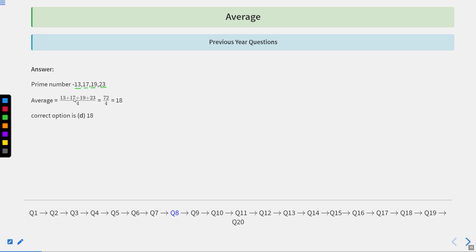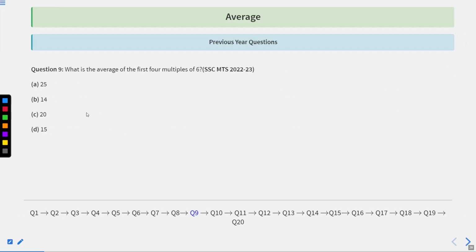So the sum of 13, 17, 19 and 24 is going to be 72. And when we divide it by 4, we will have 18. So the correct option here will be option number D, that is 18. What is the average of the first 4 multiples of 6?